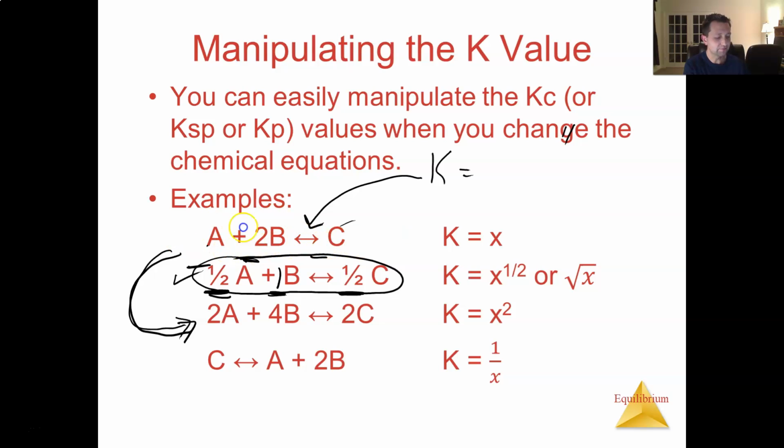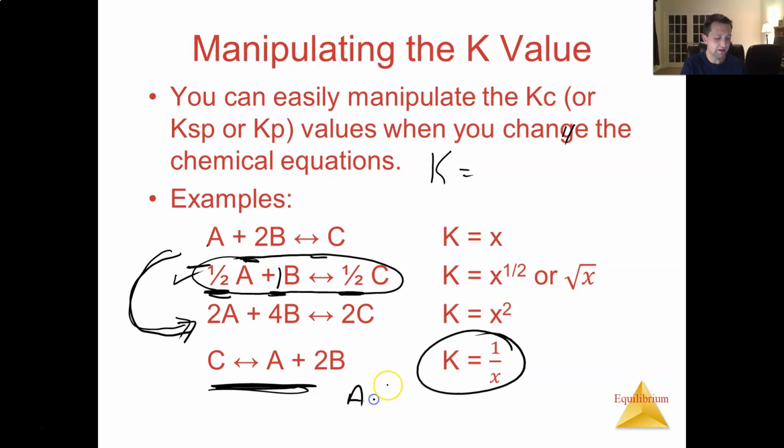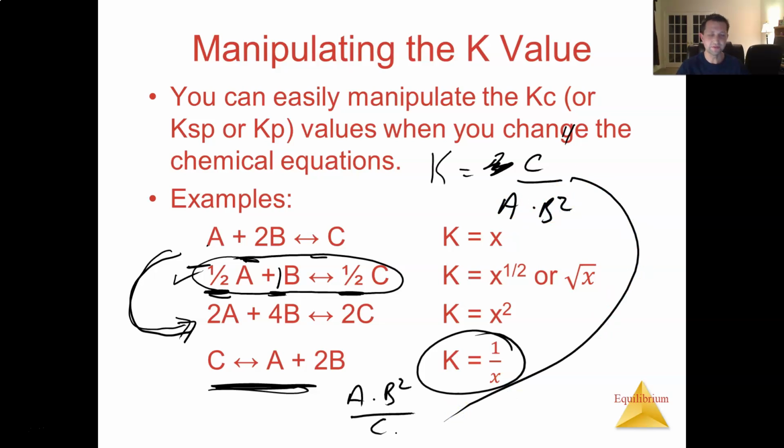If you flip it, this is getting a little cluttered, and you end up with C yields A plus 2B, all you have to do is inverse your K expression. This would look like A times B squared over C. Well, the initial equation was C over A times B squared. All you do is flip the two things. So just inverse your K expression, 1 over X.